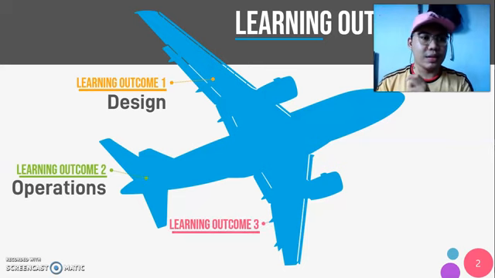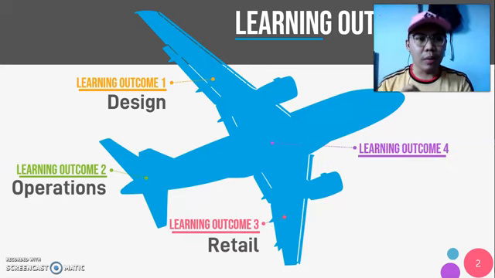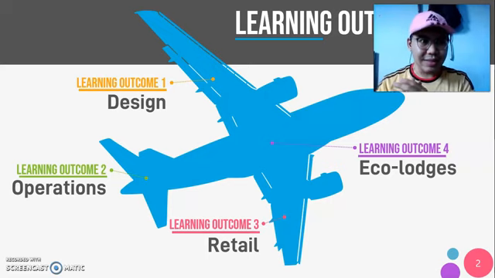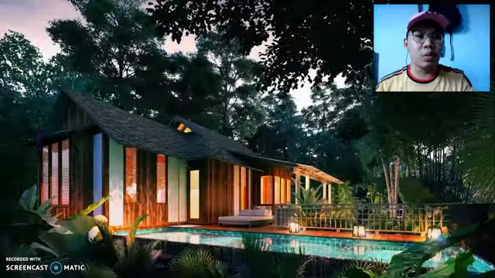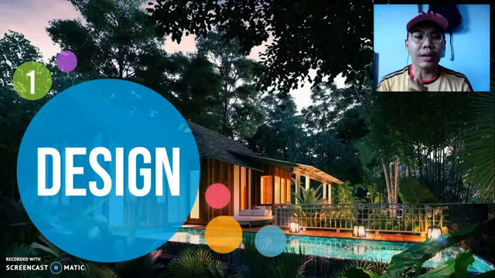First and foremost is design. Second is operation itself. Third is retail. Fourth is eco-lodge. I will go one by one through all these learning outcomes. So we are starting with design.